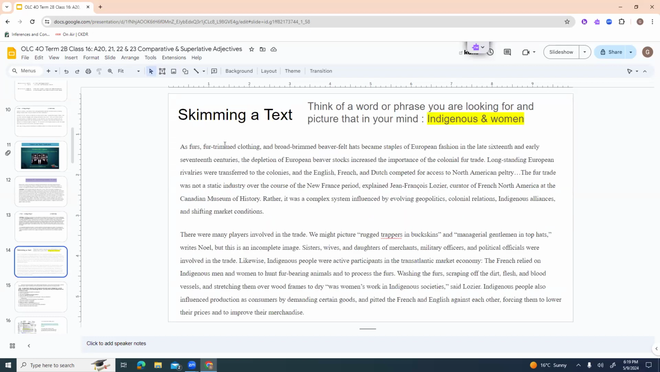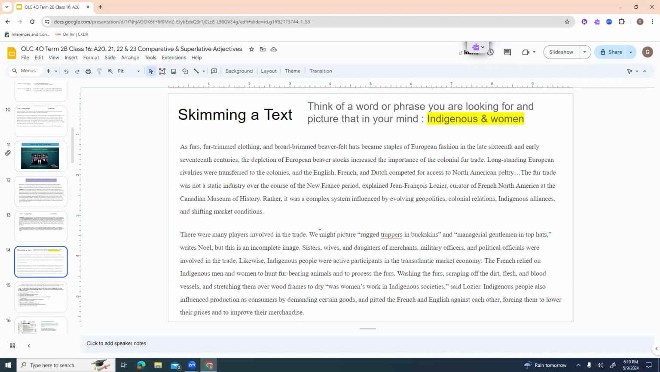So if you're skimming a text, here's an example. Think of a word or a phrase you're looking for. Like, let's say you're looking for the word indigenous and you want the word woman. And I'm using this one specifically because we're going to do something like this in our assignment, okay? So I don't want to read every single bit of this. I'm looking for the word indigenous and I'm looking for the word woman. And it's a capital I, so that should be pretty easy to see.